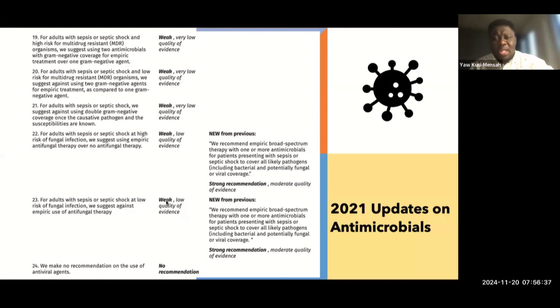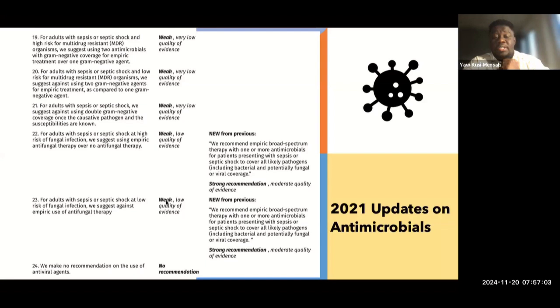And for individuals where you are concerned about fungal infection, the guidelines recommend that you cover for antifungal. So if you have someone who is on TPN or who had abdominal sepsis, likely from a large bowel contamination, it's very likely that they will develop invasive candidiasis. So you want to also cover for antifungal in your empiric treatment.